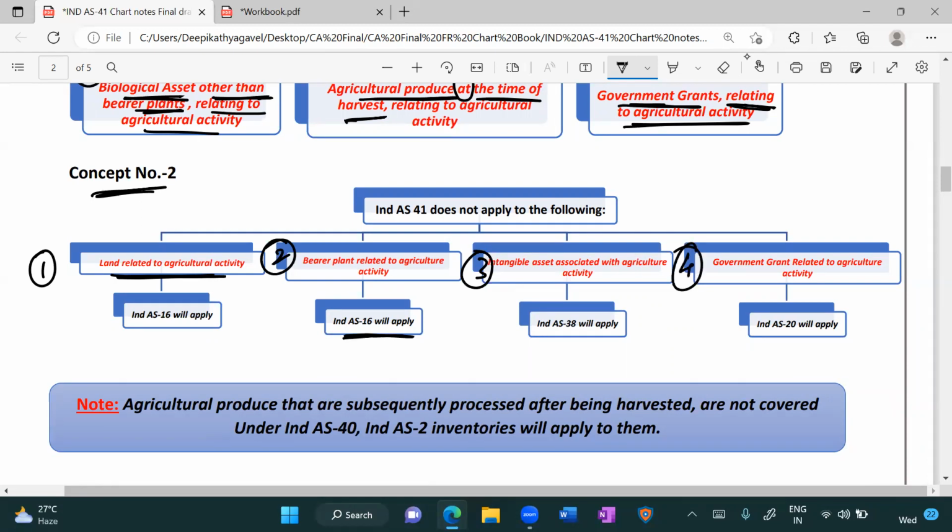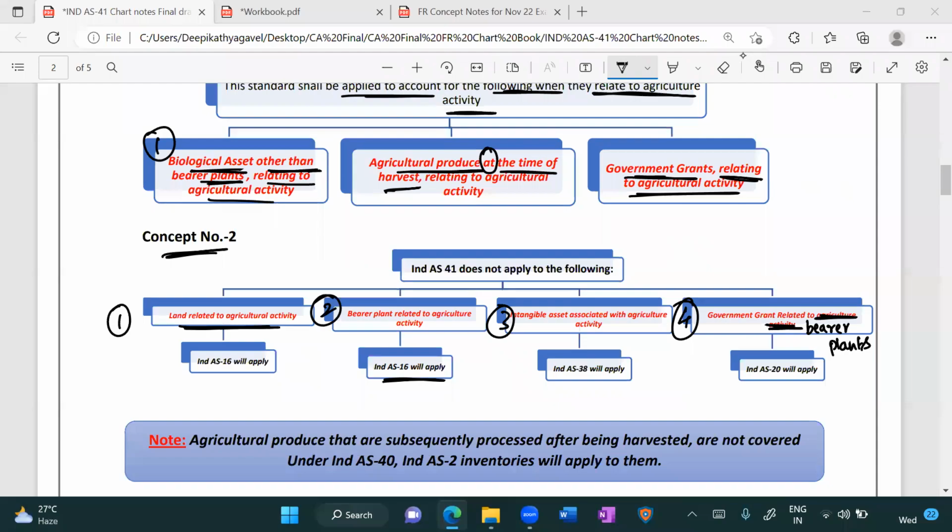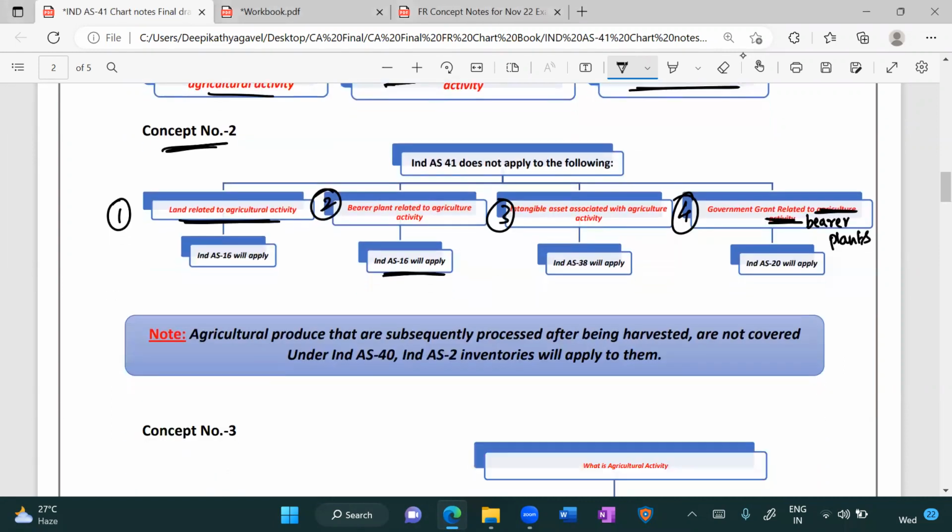Similarly, the fourth category, government grants which are related to bearer plants. For government grants related to bearer plants, what will not apply? IND AS 41 will not apply. IND AS 20 will apply. IND AS 41 will apply only to government grants which are related to agricultural activity. But if the government grant is given in respect of bearer plants, then IND AS 41 will not apply. It will be covered under IND AS 20 itself, right?